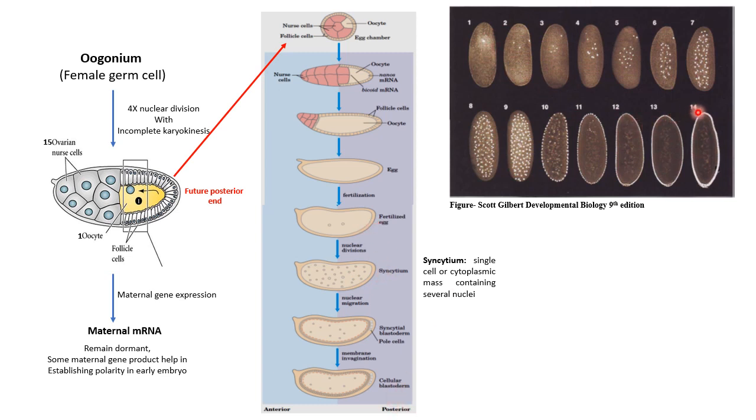So there are a total of 14 nuclear divisions, and from 1 to 8, all the nuclear divisions take 8 minutes per division, and they together form 256 nuclei. After that, they will start migrating towards the periphery, and by the end of the 9th division, 5 nuclei reach the surface that will form the pole cells.